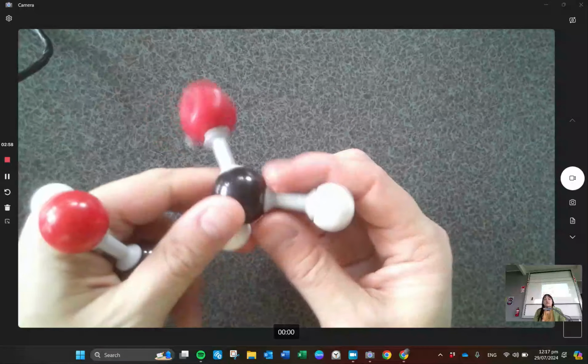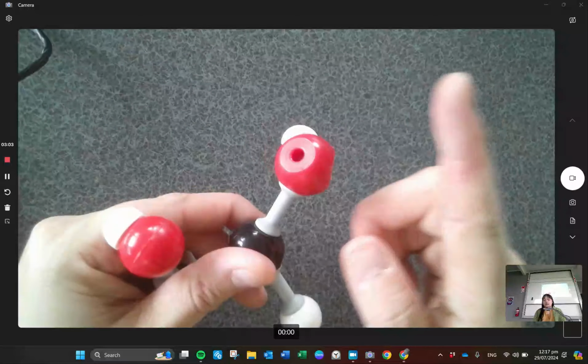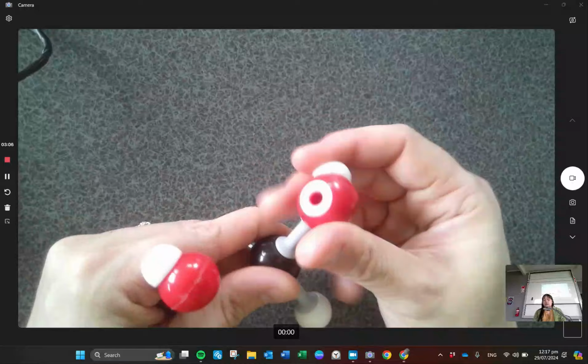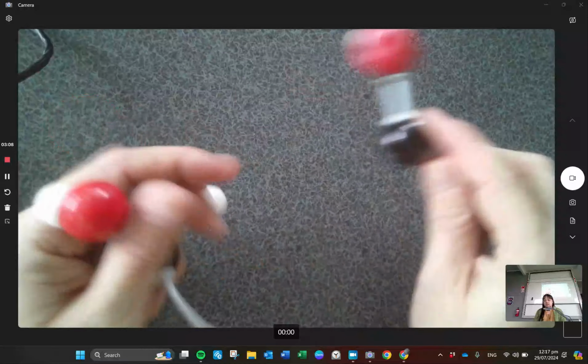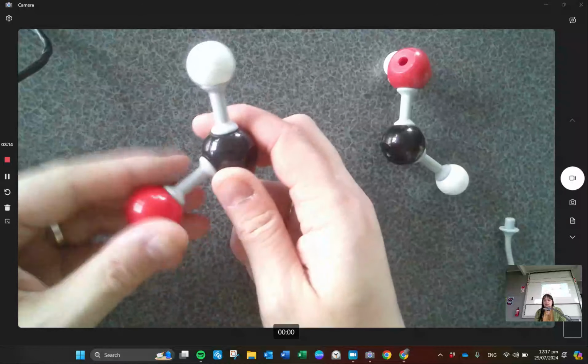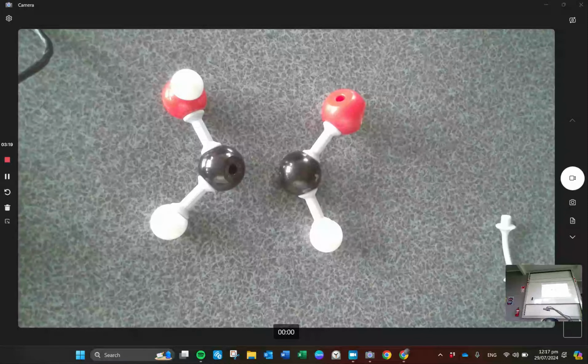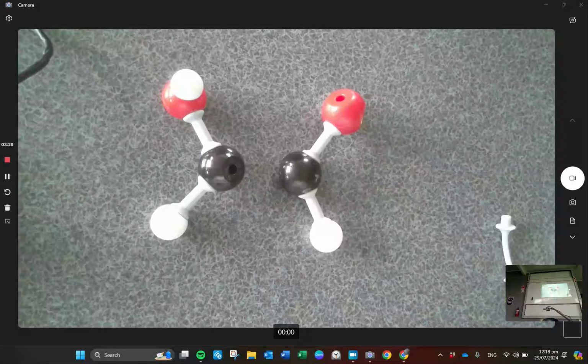Okay, so one of your carbons, so we're making a 2-carbon molecule, should have the OH, and it should have a hydrogen. And then the other one should be the same. I'll pull these ones out for now, like that. Grab this to show my point. Right. Guys got it? Okay.